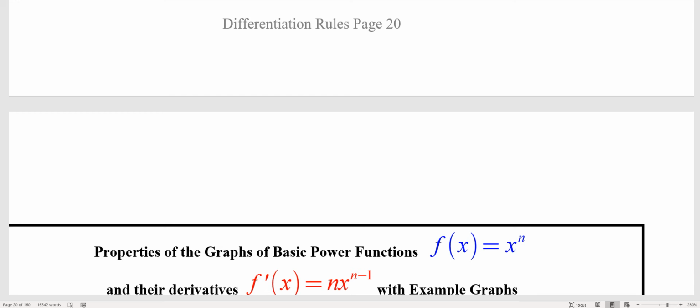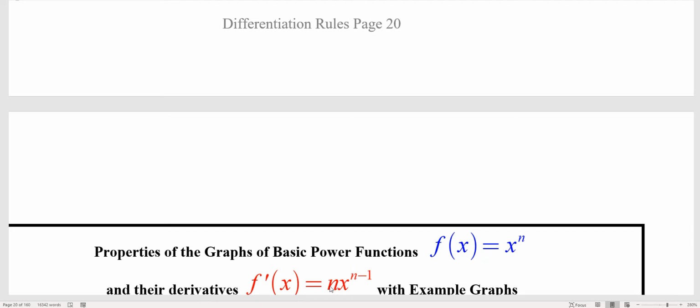Hello, this is Jack Jackson, and we're going to continue from our last video where we had looked at the power rule for finding derivatives. In other words, the derivative of a basic power function. So our basic power function is f of x equals x to the n. Notice that's a variable base x and a constant power n, like for example x squared or maybe x cubed.